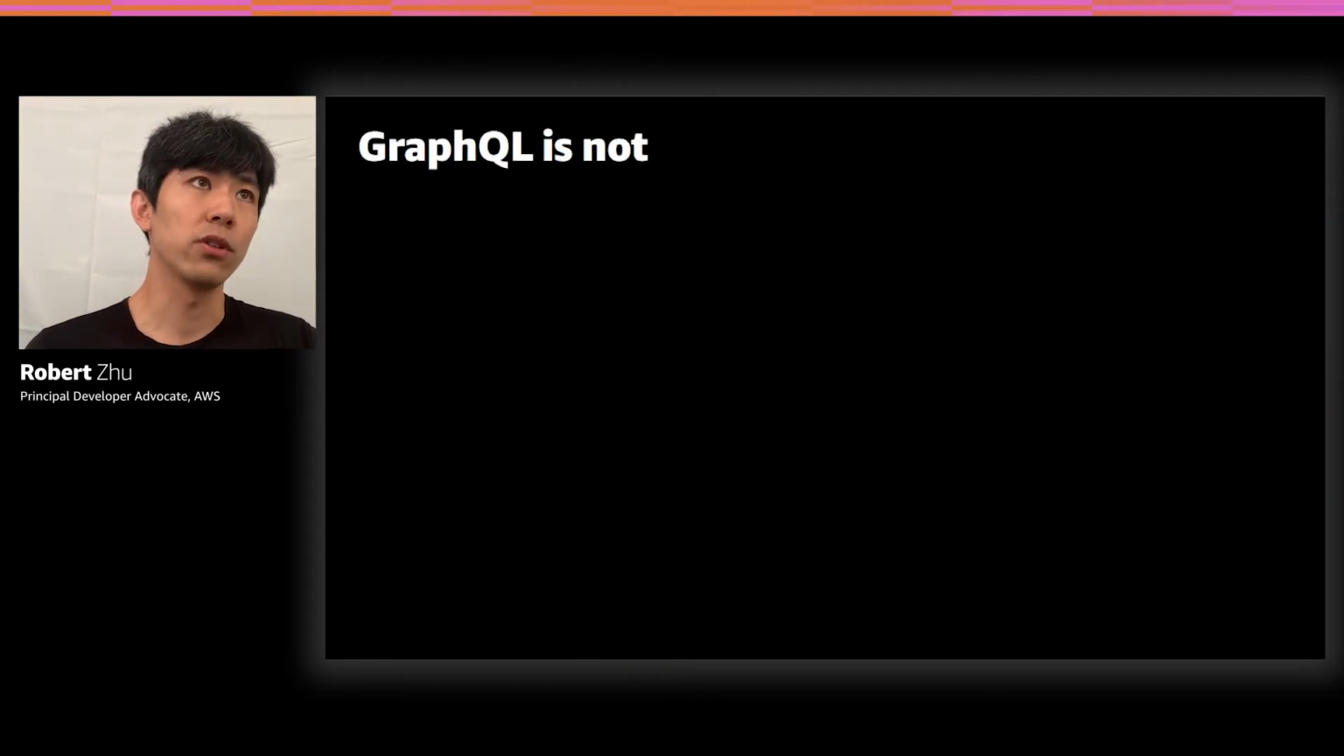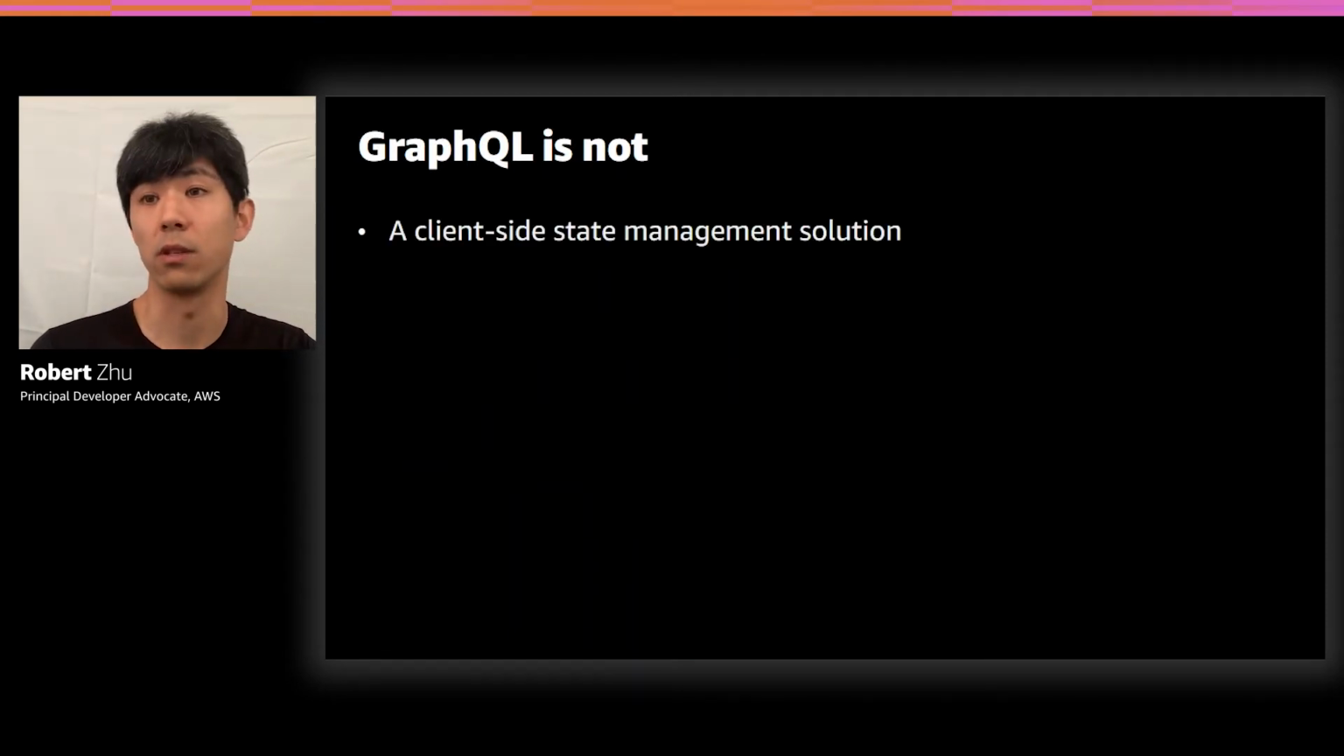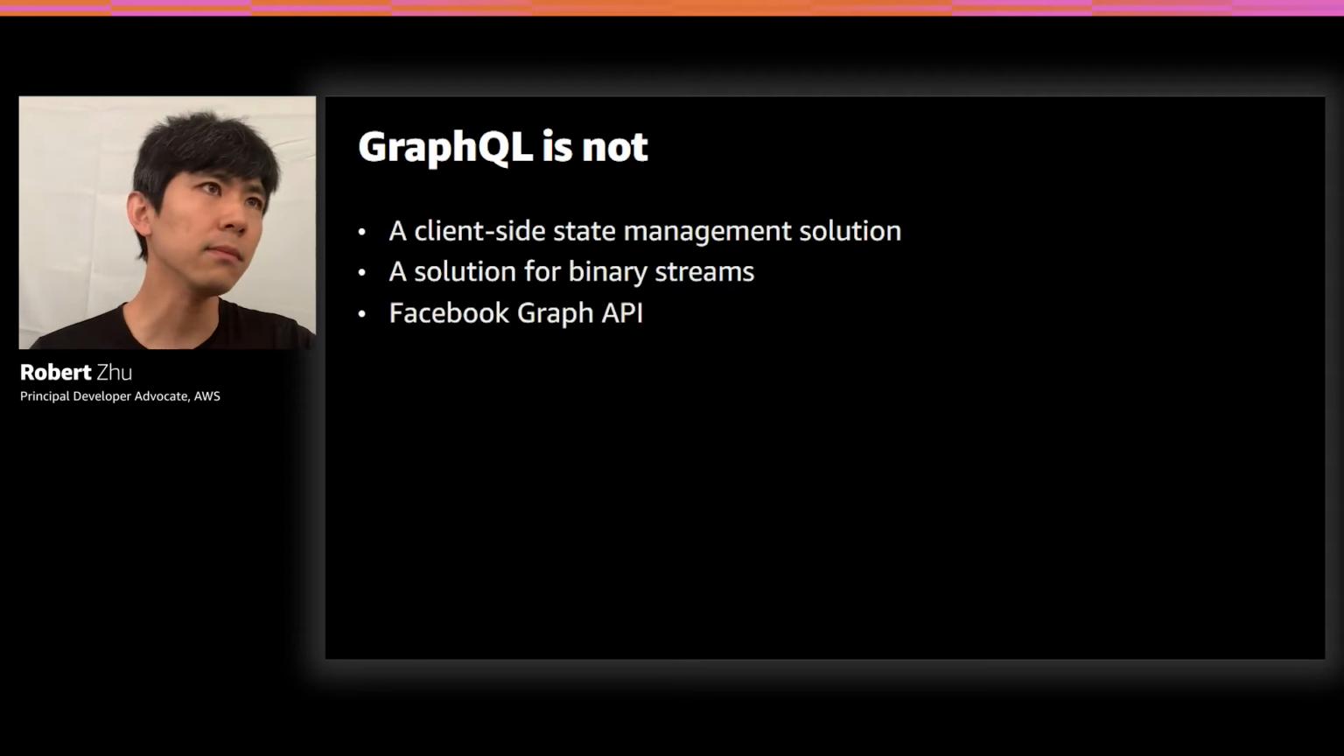So it's also instructive to talk about what GraphQL is not. When you get back a JSON blob like that with the exact data that you want, it's tempting to think that GraphQL is a client-side state management solution. It is not. It will not replace Redux. It will not replace Relay. It's also not a good solution for binary streams. And I'm talking about when you break a file into chunks and you have a stream of binary data. Of course, you can encode that in base64 and return it as part of a JSON document, but that's not ideal. Don't confuse it with the Facebook Graph API.